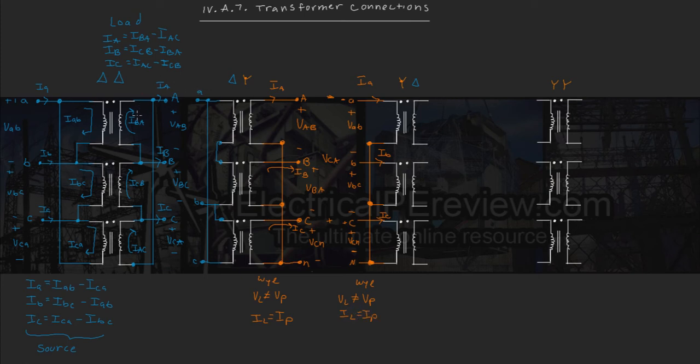Just like this example right here, we're going to tie in our first transformer with our second transformer, our second transformer with our third transformer. We're going to tie in our first transformer with our third transformer right here to complete the delta. Here's our load line, capital A, capital for the load. Our load line, capital B. And our last load line right here, capital C. Here's our line currents, leaving the delta since it's the load. Line current A, line current B, line current C.